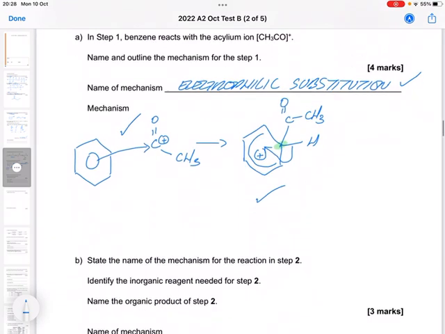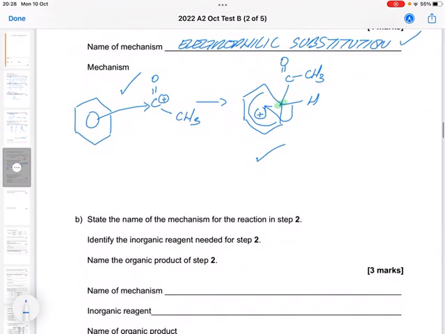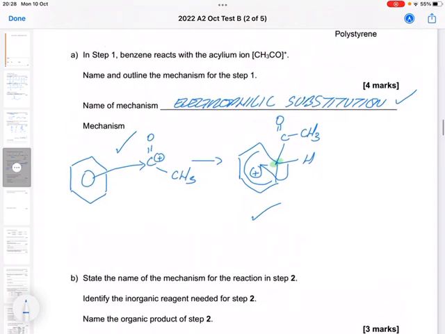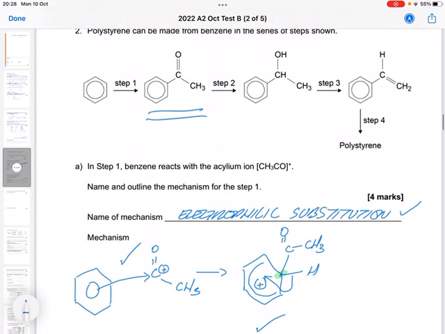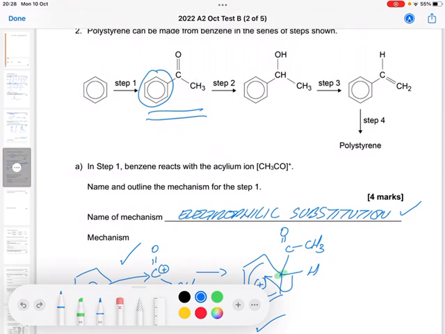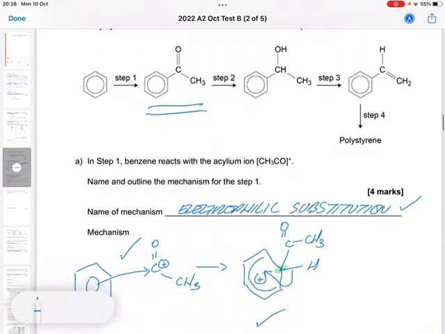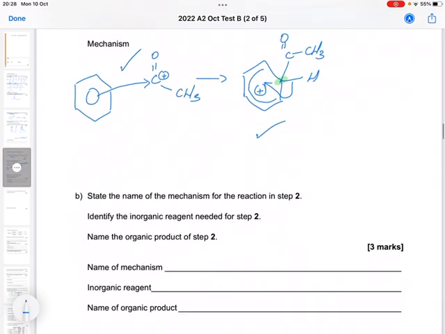Okay, state and name the mechanism for reaction 2. Identify the inorganic reagent needed. So let's go back to step 2. Let's just have a quick look. So this is a ketone. So I've got an R group over here and here. And what I'm making is, you can see that I'm making an alcohol there. So I'm going from a ketone to an alcohol. So that's going to be the reduction stuff.